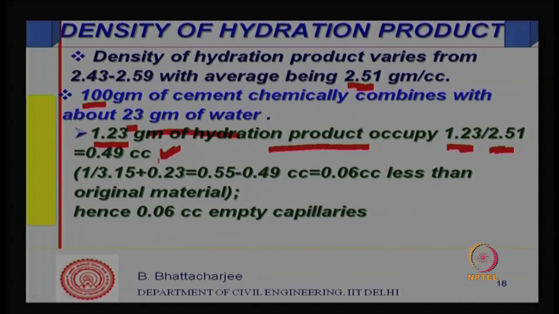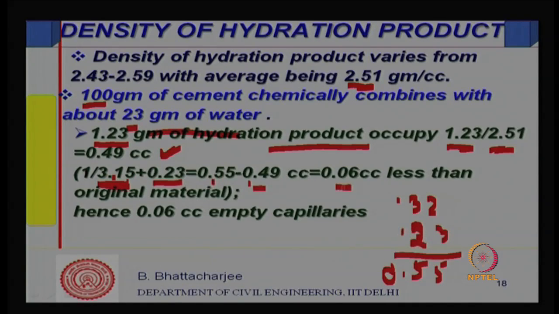Now, if you look at cement, its specific gravity is generally taken to be 3.15 on an average. So, 1 gram of cement will occupy 1 by 3.15, that is 0.32. So, 0.32 plus 0.23, water occupying the same volume, sums up to 0.55, and the solid product of hydration occupies 0.49. Therefore, this occupies less than the original volume of the original material.